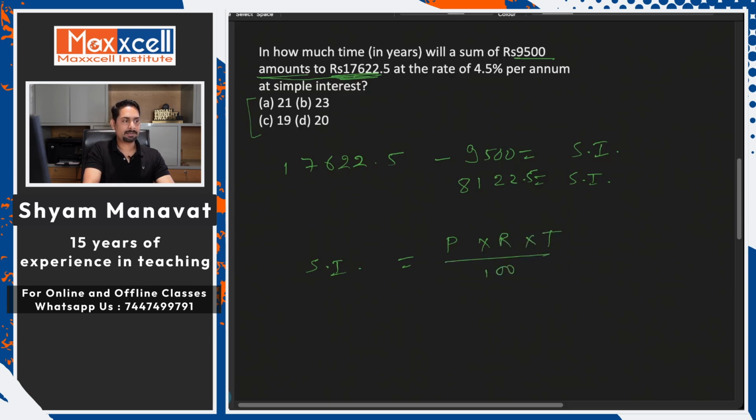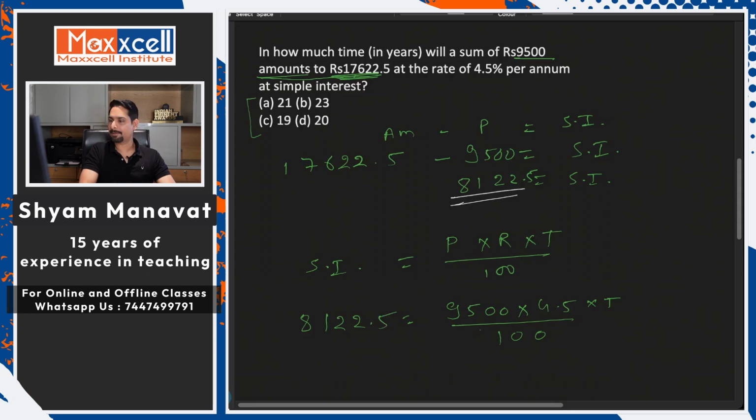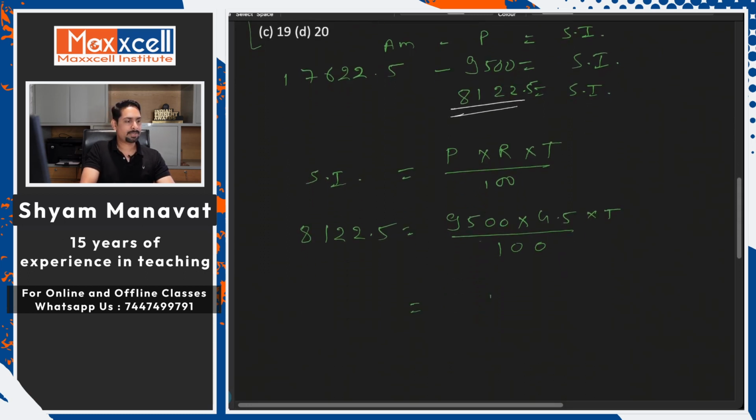Which formula have I applied here initially? Amount minus principal equal to simple interest. Okay, substitute principal 9500, rate of interest 4.5, divide by 100 because we want it. Okay, and we need to find the time. Let me keep the time as it is, and the simple interest we got from the previous calculation, let me write this to be 8122.5.